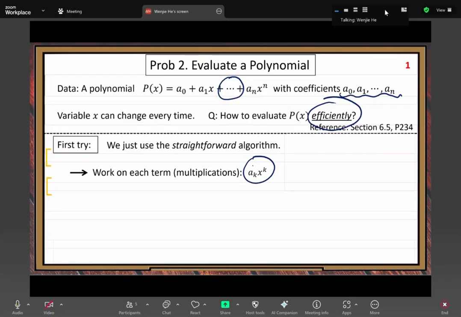Third guess. Do you want to give a third guess? Don't want to give? All right. Nobody wants to give a third guess. Do you want to give a third guess?